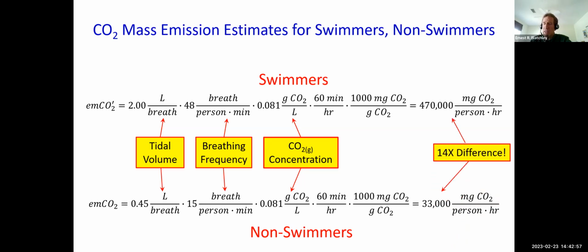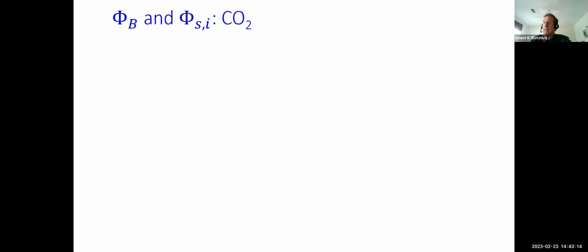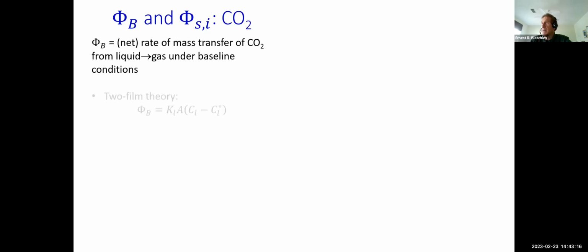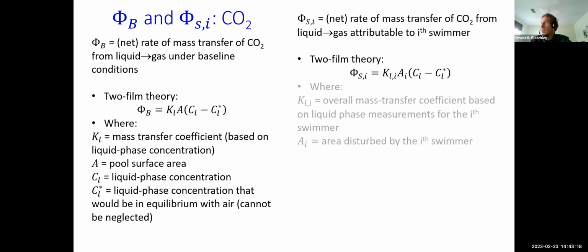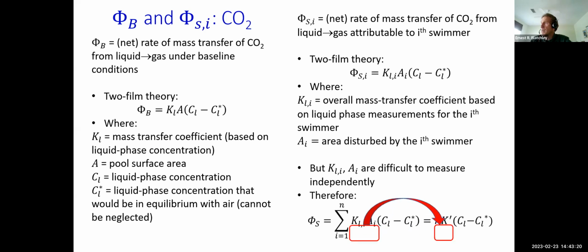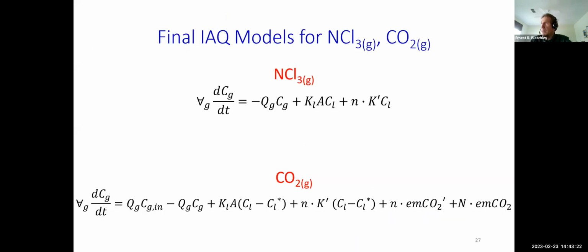And basically what this tells us is that there's about a 14-fold difference in the mass rate at which carbon dioxide is emitted by an adult swimmer as compared to that same adult on a pool deck. So that has implications in terms of carbon dioxide that's present in the air, and we can account for that in the model. Again, I'm going to zip through this without boring you with the details of the 2-film model, but I'm happy to come back to it.